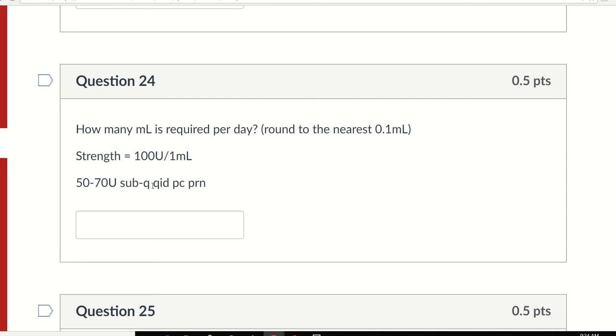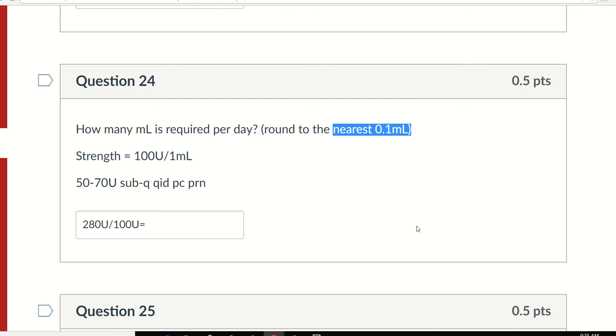So would that be 100 divided by? Order over supply. First you have to figure out how much drug they need in a whole day. So they need 70 units per dose. How many doses in a day, based on the SIG? 4. So how many units will that be in a day? 70 times 4 is how many units? 280. So that's 280 units. That's our order, and you just divide that by the supply. So 280 divided by the supply strength, 100.